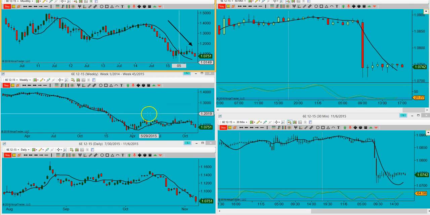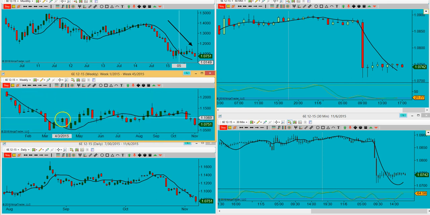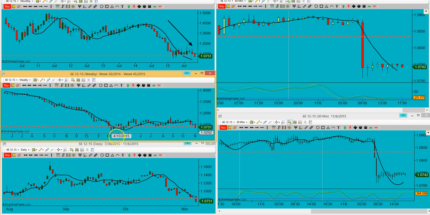Now we're going to zoom in a little better to our weekly, and see what we have going on. You can see on the weekly we've had a range going on, but we just broke the range to the downside. As of Friday, we broke that range. So as we look at the weekly chart, it's still giving us a downside trade.